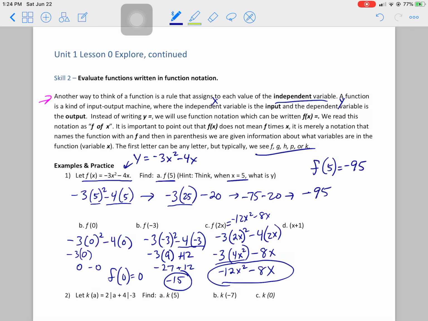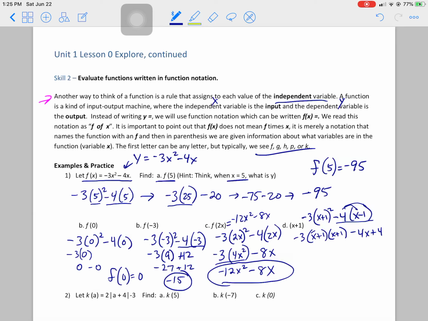Now for the tricky one. Negative 3x plus 1 squared minus 4x minus 1. All right, squares first. Negative 3 times x plus 1, x plus 1. All right, minus, I can process all this. Distribute. This is going to be a negative 4x plus 4. A negative 4 times a negative 1 is a positive 4, right?